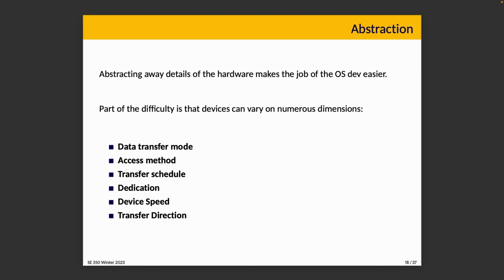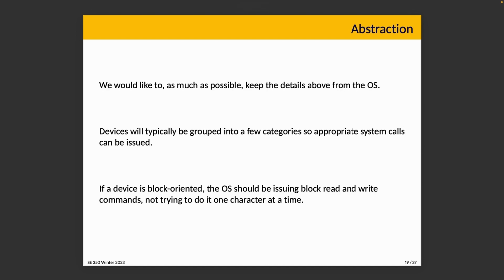Okay, so all of those are important distinctions between different kinds of device. And as much as possible, the details should be kept away from the operating system, right? It shouldn't have to know exactly what this is or what that is, or whether or not it's a dedicated device. May matter, it may not. But devices are typically grouped into a few categories so that appropriate system calls for that kind of device can be issued.